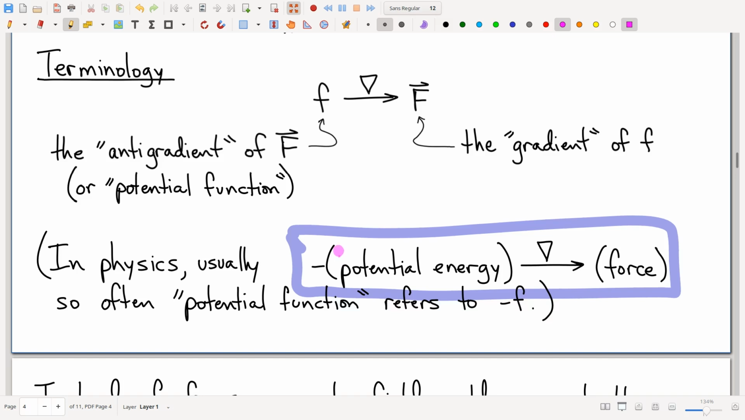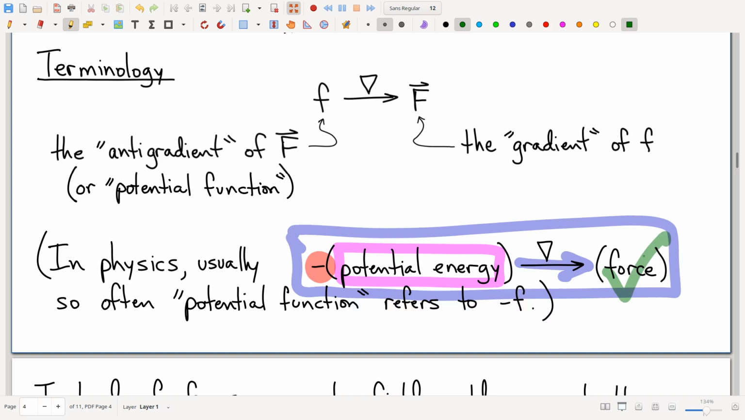If you have potential energy and you take the gradient of it, you don't get the force. But if you take the negative of the potential energy and take the gradient, then as it turns out, what you get as a result is the force.